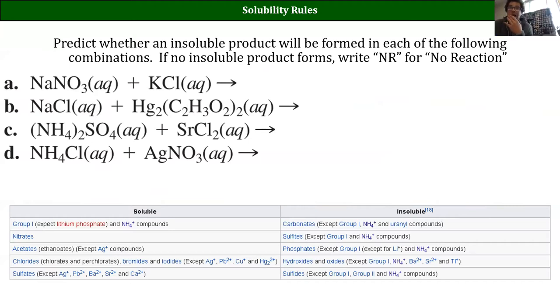I believe C is another no reaction. Ammonium is always soluble, no exceptions. Sulfate is in the soluble category. And strontium is not one of its exceptions. Fluoride is soluble, except for these exceptions, and we don't have any of those. So everything that we have in C, everything that we can find on our solubility rules, is on the soluble column, and we don't have any combinations that would be one of the exceptions. So that would be another case of no reaction.